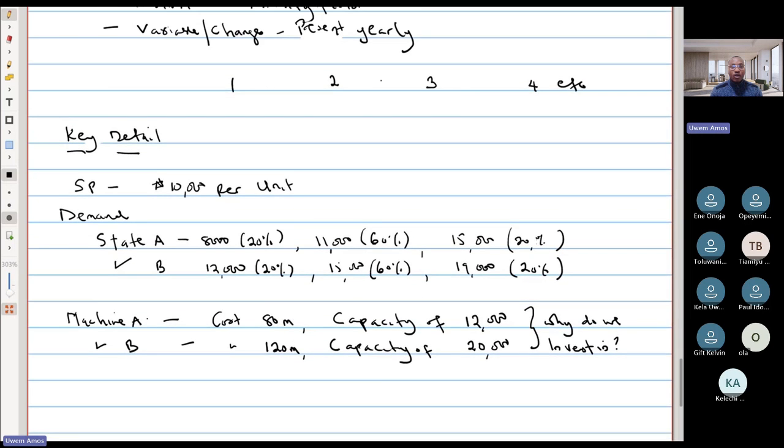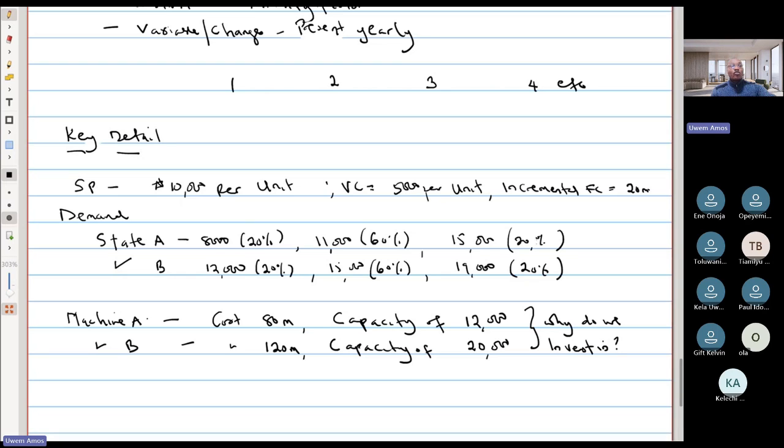Okay, so I can just write it down here. Our variable cost is 5,000 per unit. Then we have our incremental fixed cost of 20 million. Okay, so which of these machines should we buy?